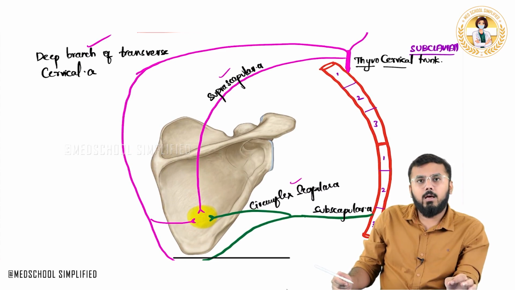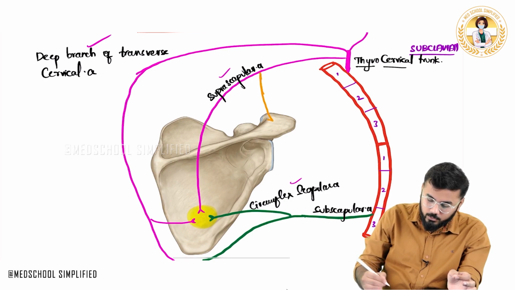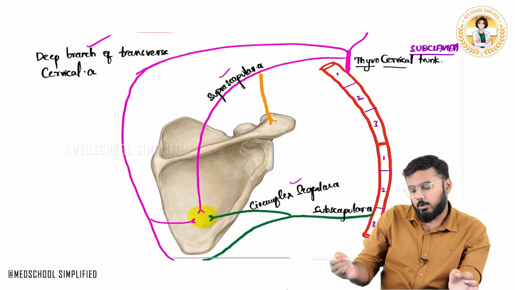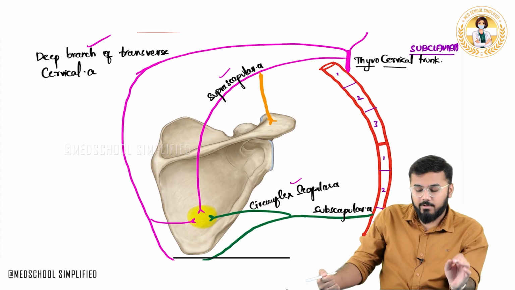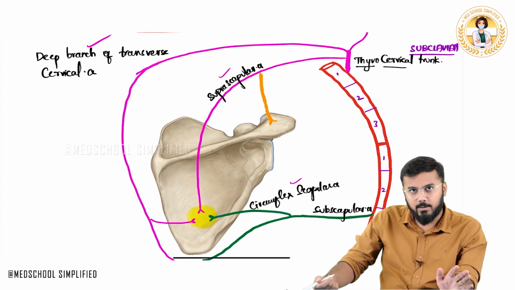From the suprascapular artery, you have got a branch that is coming onto the top of the acromion process. So this branch is called the acromion branch of the suprascapular artery. Okay, this is called the acromion branch of the suprascapular artery.